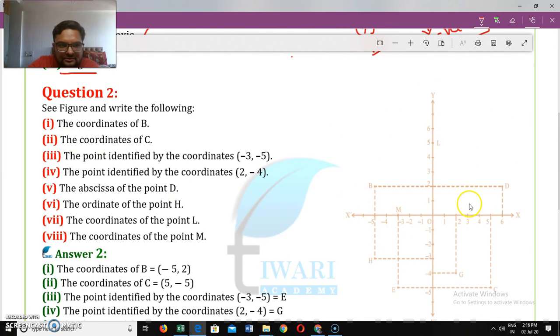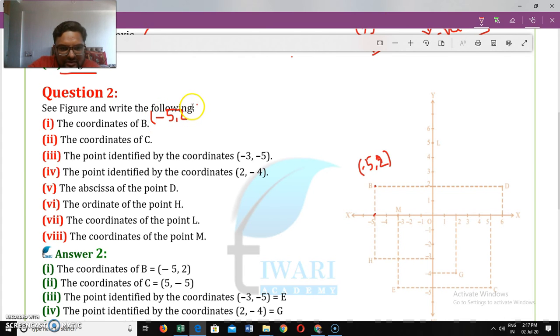Question number 2 here. See the figure. Here a figure is given, and we have to name the coordinates of the point B. So this is B. What are the coordinates? We write them in brackets. First, we always have to write the value of x. So x is minus 5 here. And similarly, for y we have to look at this line, that is 2. So the coordinates of B are (-5, 2).